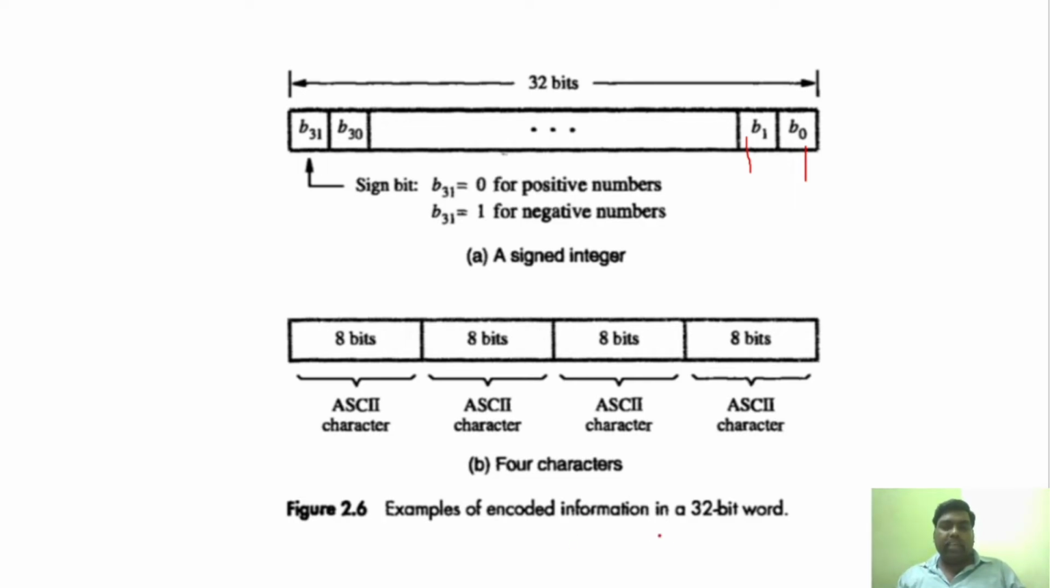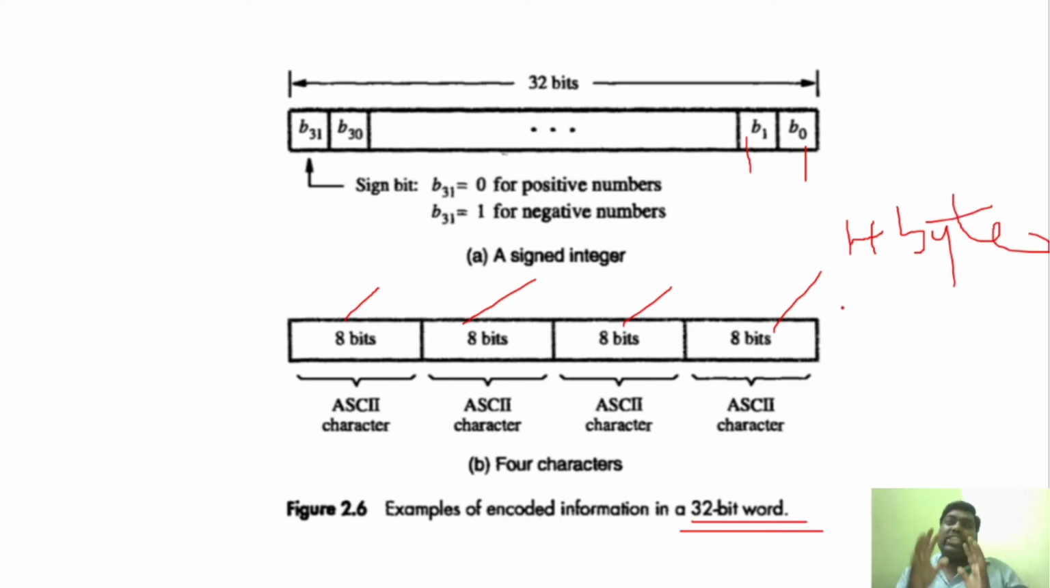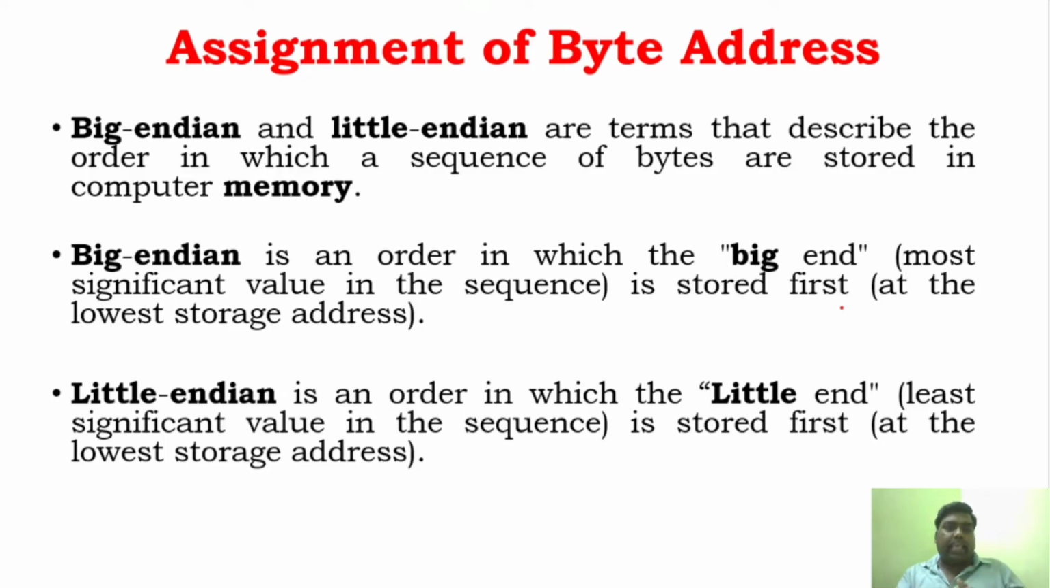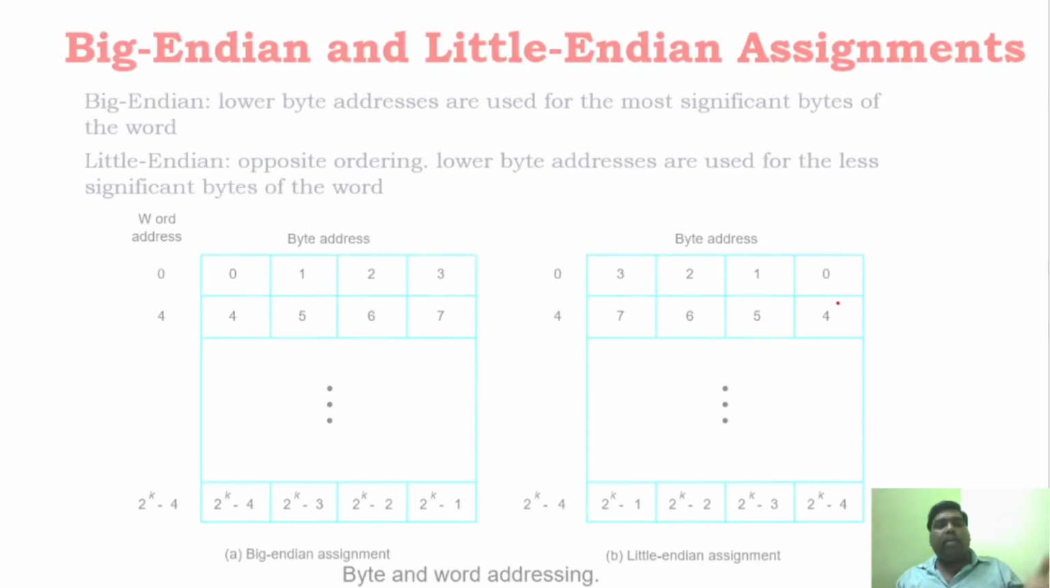And as I said, a 32-bit word can be split into 4 bytes. It can be called 4 byte words, or it can be called a 32-bit word. This is called byte addressability, addressing the word using bytes. And byte addressability has 2 different types. That is, there are 2 different assignments of byte address. What are they? These 2 assignments are big Endian and little Endian.